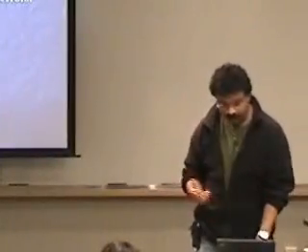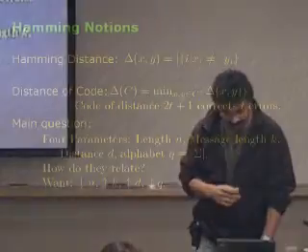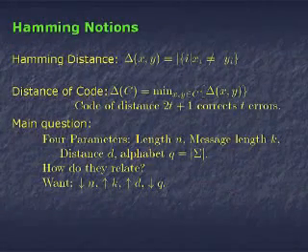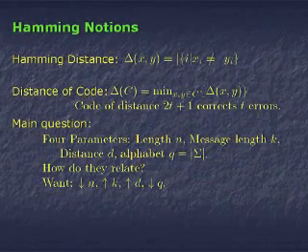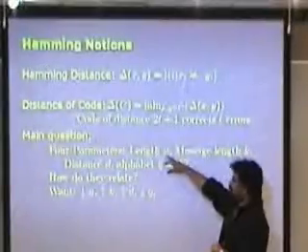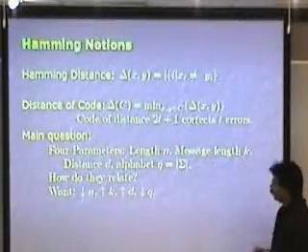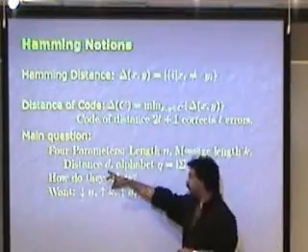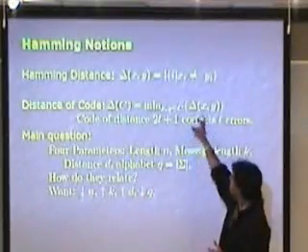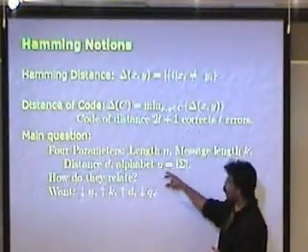So code of distance 2t plus 1 corrects t errors. So what are the main questions in this theory, the Hamming theory? There are 4 parameters of interest really. There's the length of the code word, n, the length of the message, k, the distance, d, of the code, and the alphabet size on which you're working. And these 4 parameters sort of tell you what the terrain looks like. How well can they play against each other?